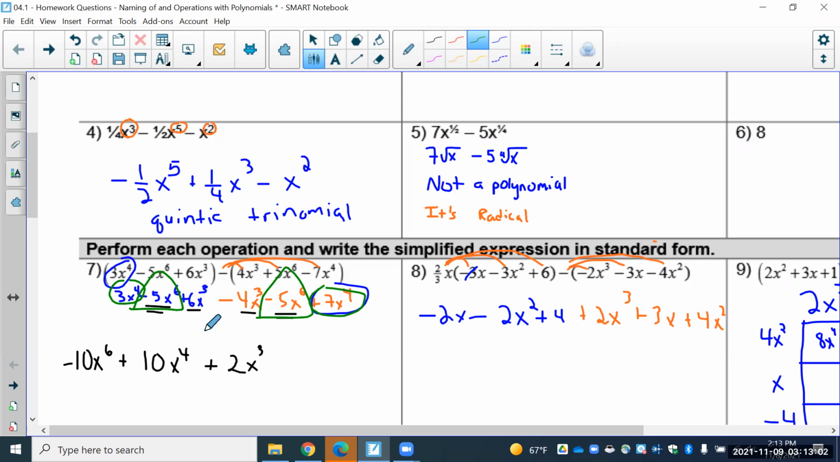You don't need to name this or factor this. You're just simplifying. Simplifying does not mean that you factor. Factoring is for division or solving. So the next one's very similar. It's a very similar problem.